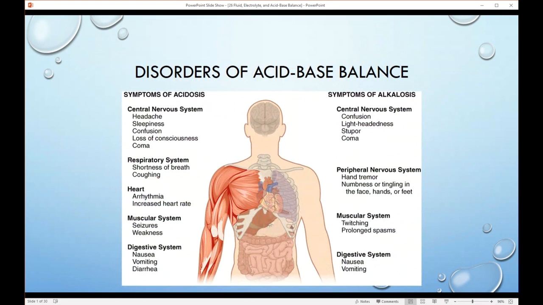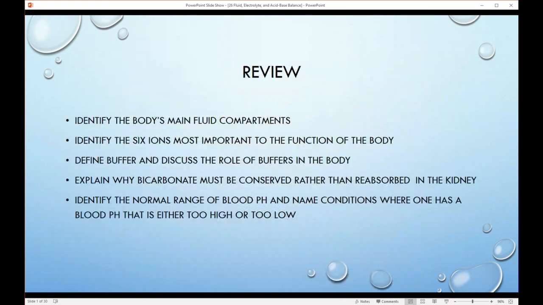In the respiratory system, you can see shortness of breath and coughing with acidosis, but you don't see really any respiratory symptoms of alkalosis, only on the acidosis side. The heart, we can see an increased heart rate, and in the muscular system, seizures and weakness. Okay. So make sure that you review these and that you can answer these questions.